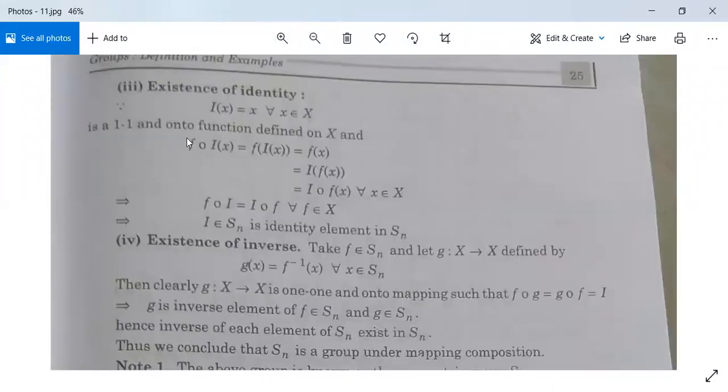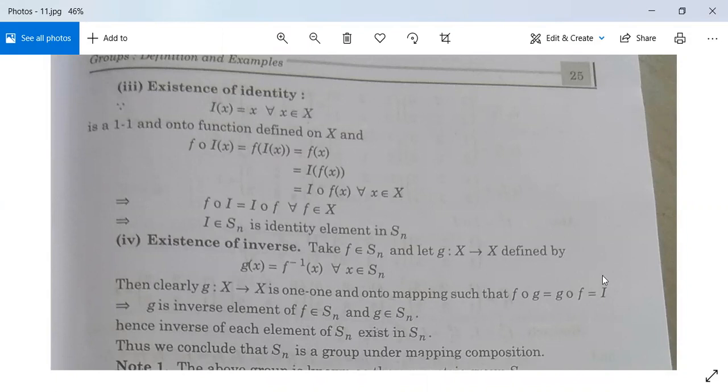Next, third, देखो, existence of identity. Since I_X(x) is equal to x for all x in X, I is a 1-1 and onto function defined on X. And f composition I will be f I, meaning f(x) and f(x) is I(f(x)). So it is I composition f(x) for all x in X. Therefore, f composition I is equal to I composition f for all f in S_n. Therefore, I belonging to S_n is the identity element in S_n.